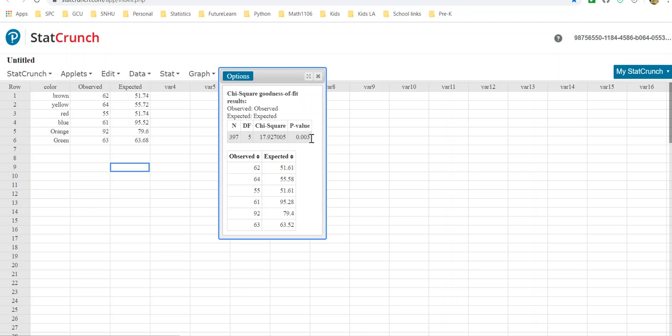And I can make the decision that this p-value is less than 0.05, so therefore there is sufficient evidence to conclude that the data is not the same as stated. In other words, there is a significant difference in the observed from the expected. I hope this helps you with this type of problem. Thank you.